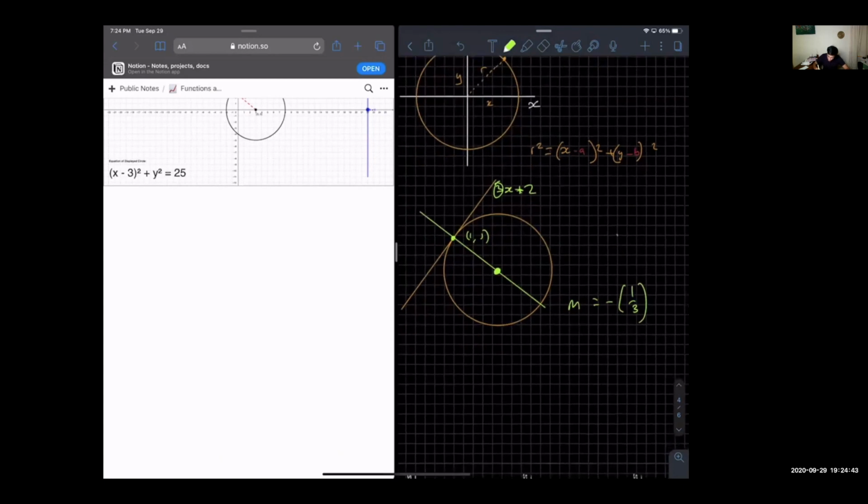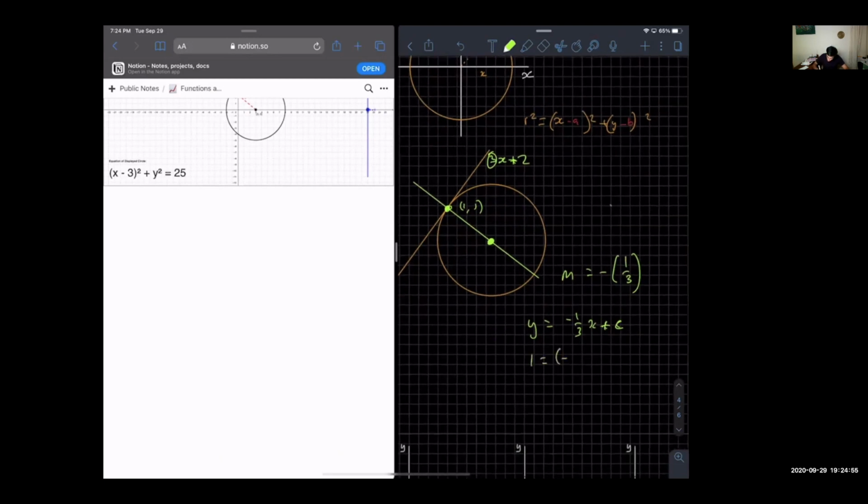So your new line will be y is equal to negative 1 over 3 x plus c. And you have this point that this goes through. It goes through the point 1, 1. So you can put 1 is equal to negative 1 over 3 times 1 plus c. So c is equal to 1 plus 1 over 3.